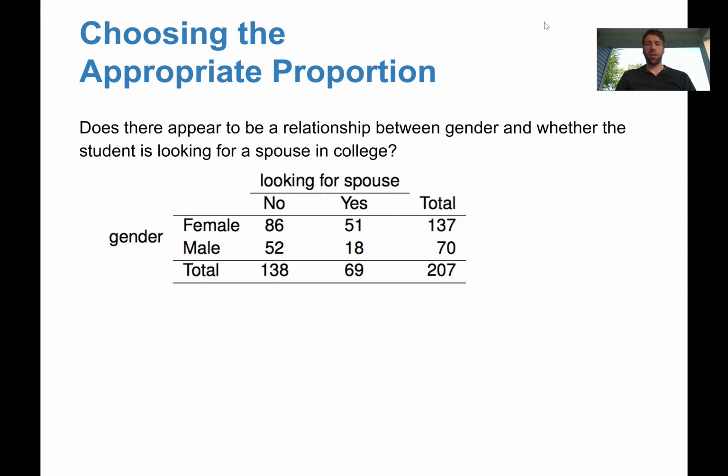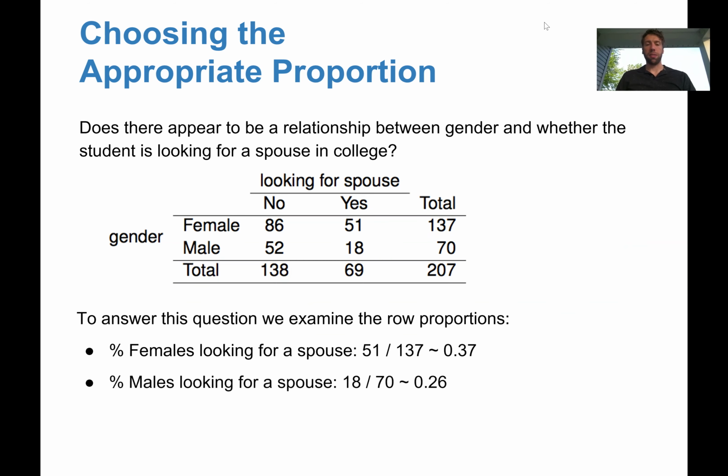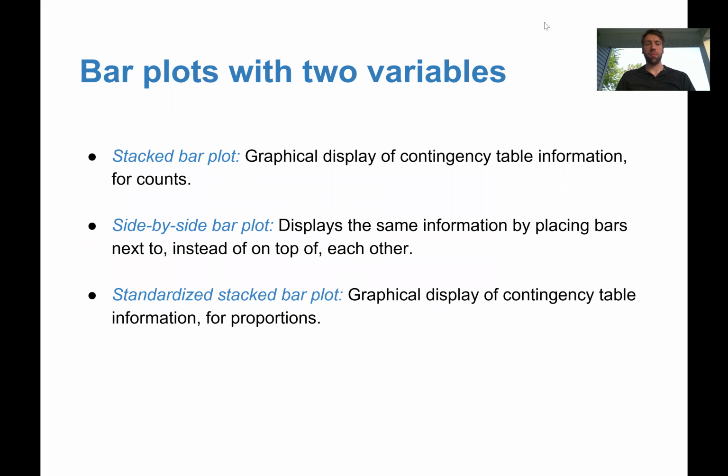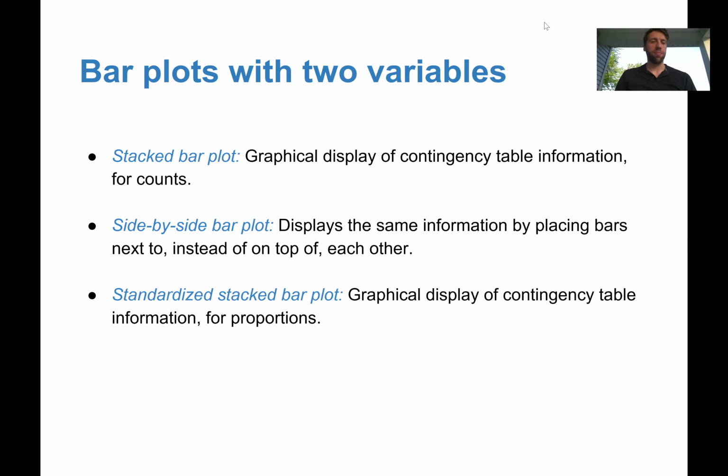Okay, so is there a relationship between gender and whether the student is looking for a spouse in college? Let's look at the row proportions. Females looking for a spouse: 51 out of 137, because we're dividing by the total number of females. Males looking for a spouse: 18 out of 70, so that's 0.26. Those are different, and yet only 11 percentage points different. So that's something we can talk about later.